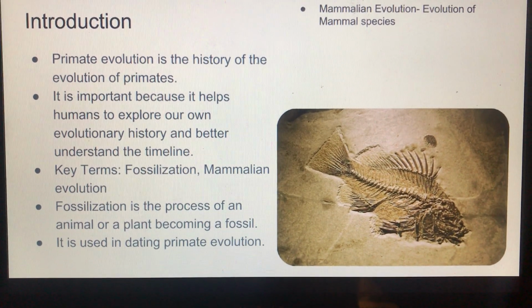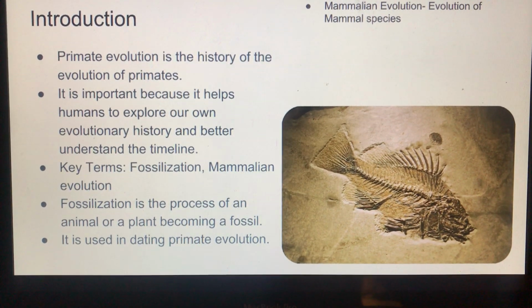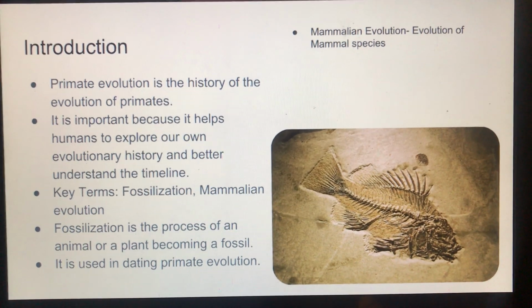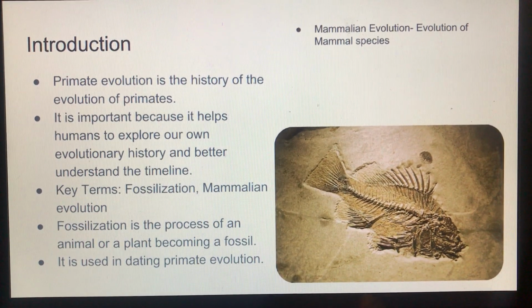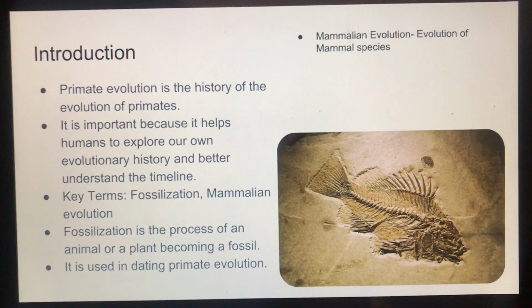Fossilization is the process of an animal or a plant becoming a fossil, and it is used in dating primate evolution. Mammalian evolution is the evolution of mammal species.